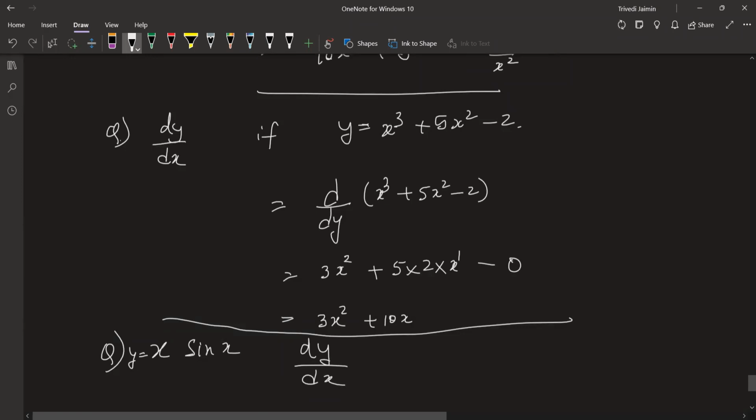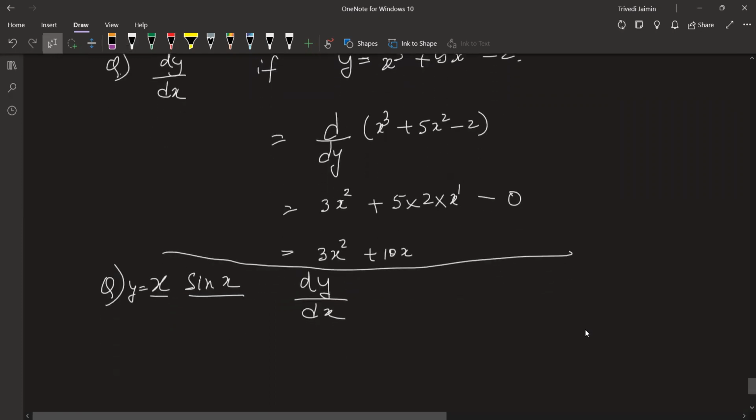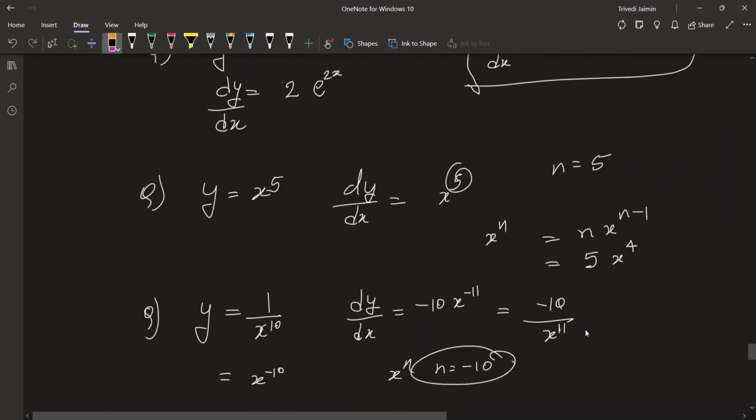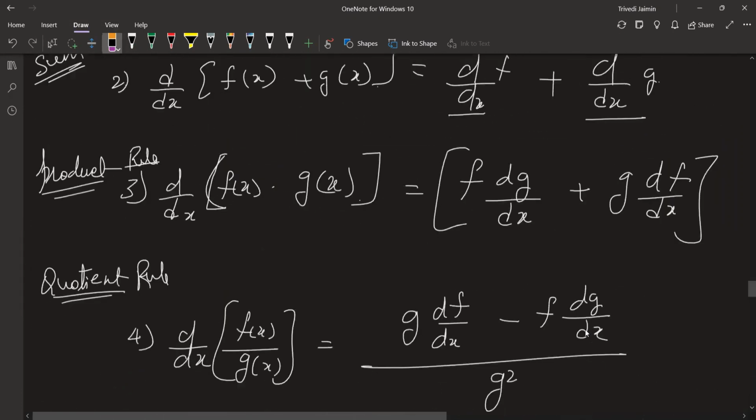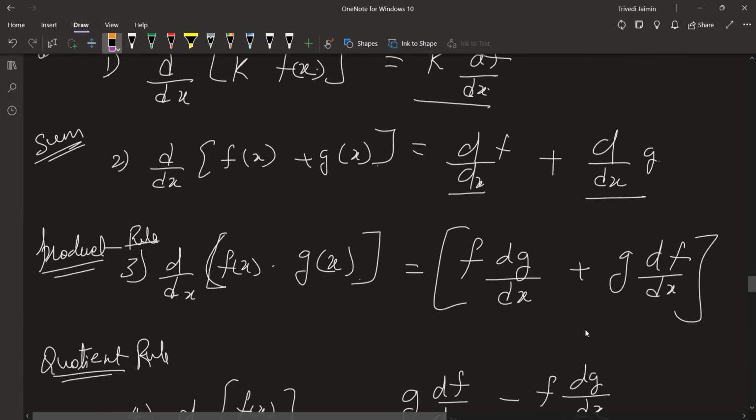Sir, what is the difference between the constant rule and the product rule? See here, we have two functions, x and sin x. So we cannot directly just solve here, as x has 1 and sin x has cos x. We cannot solve directly here. We need to use product rule. So what is the product rule? Turn your page or see here.